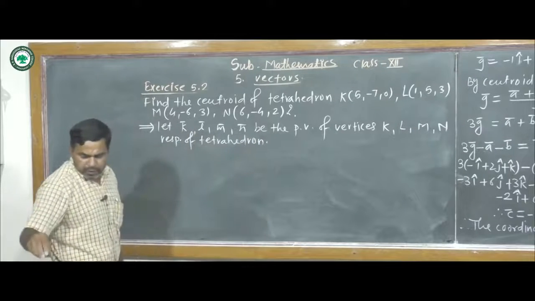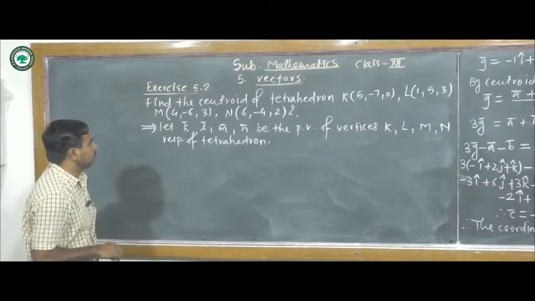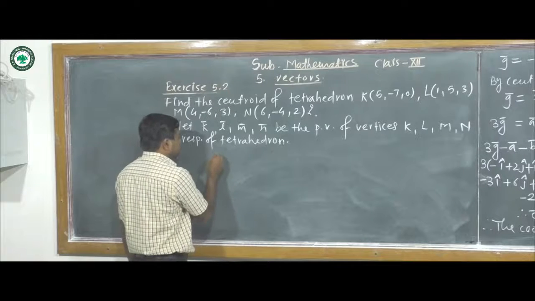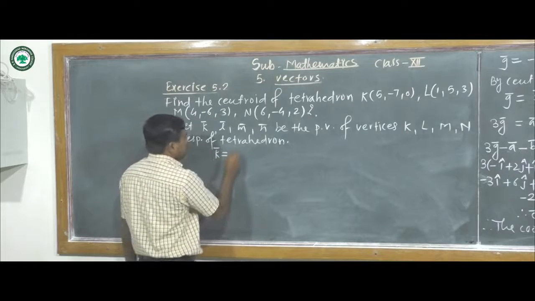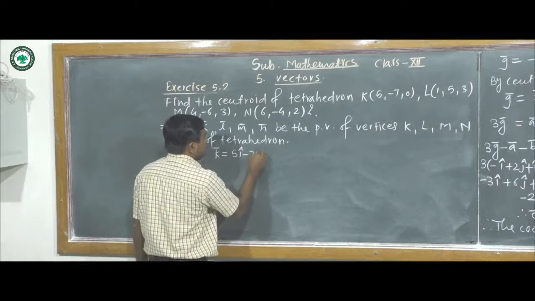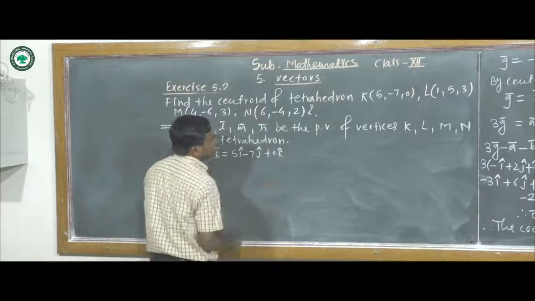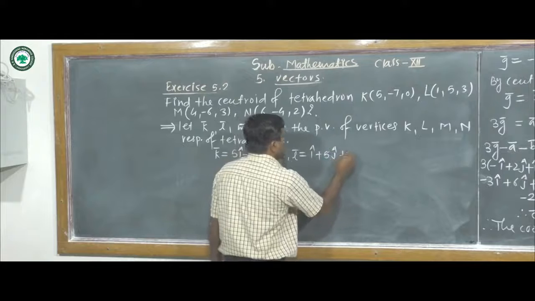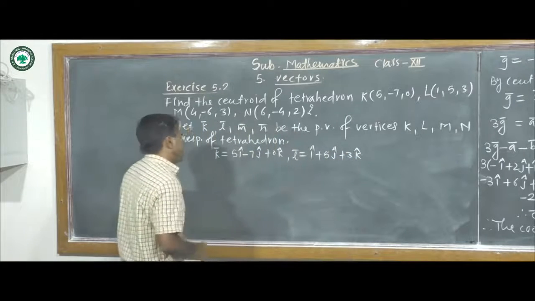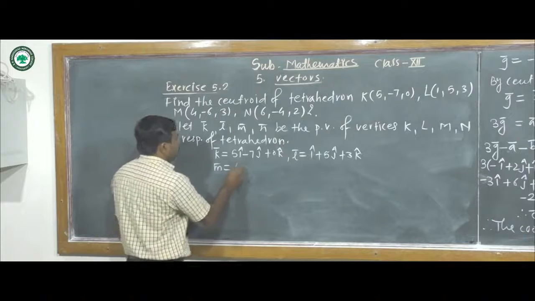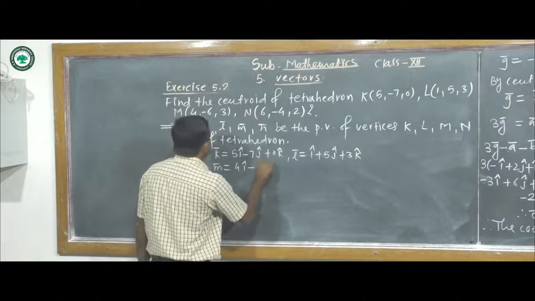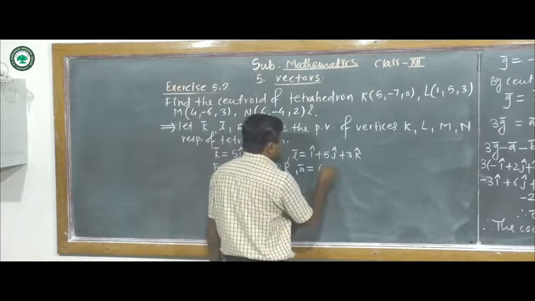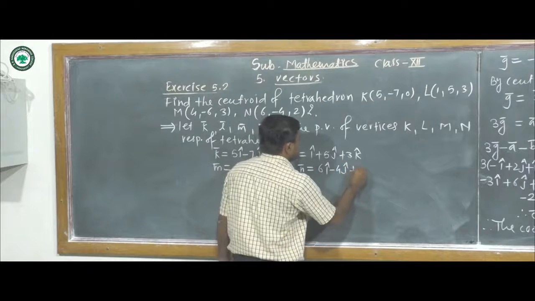So see here, the vertices of tetrahedron are given, that is KLMN. So with the coordinates we can write their position vectors, that is k bar is equal to 5i cap minus 7j cap plus 0k cap, small l bar is i cap plus 5j cap plus 3k cap, m bar is 4i cap minus 6j cap plus 3k cap, and small n bar is 6i cap minus 4j cap plus 2k cap.